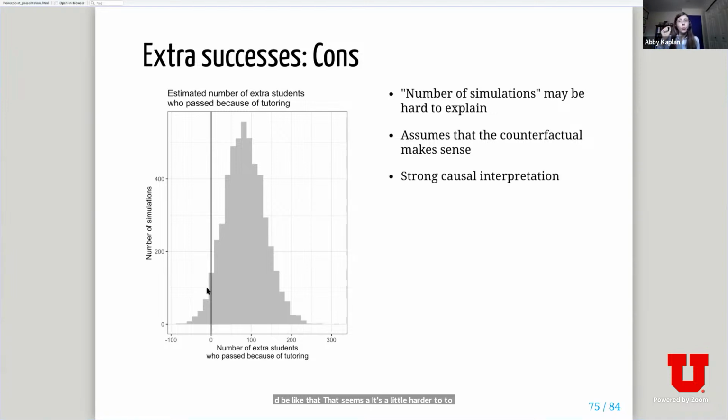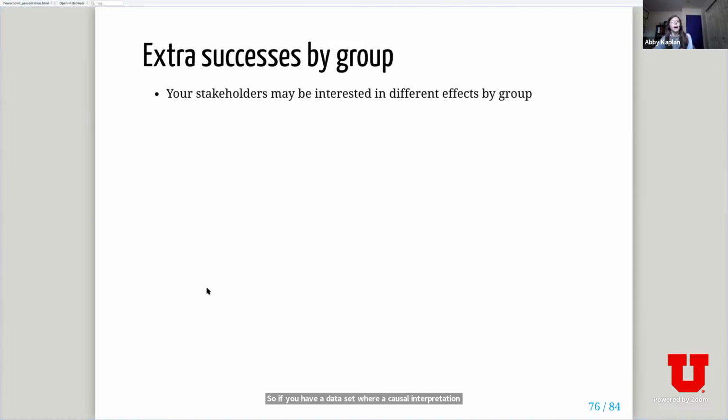Finally, this graph has a very strong causal interpretation. We're pretty much saying right there on the graph, this is how many students passed because they got tutored. So if you have a data set where causal interpretation is not appropriate, then this is not the approach you want to take. We can do the same thing as with some of our previous graphs, and we can look at extra successes, not just for the whole population, but by group.